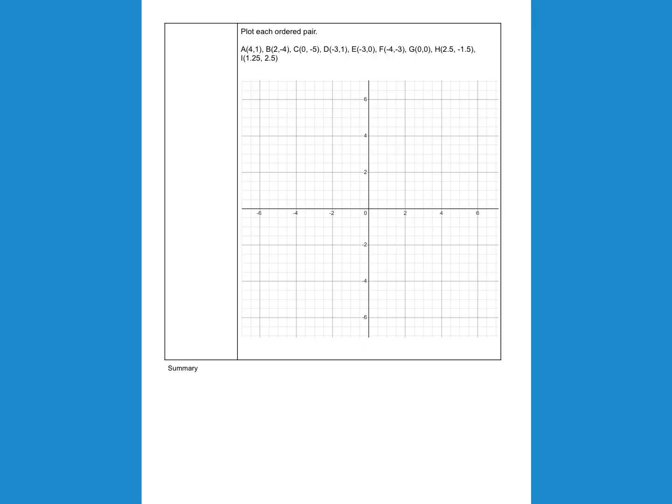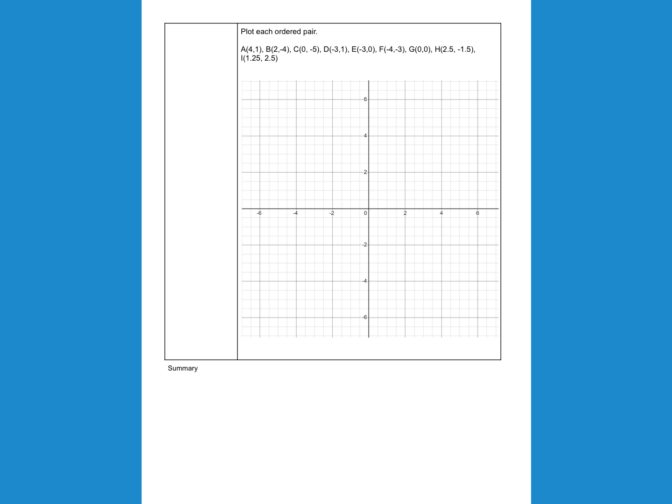Now we're going to go the other direction, and we might not do all of these, but we're going to do some of them. We're going to plot these points. So let's do A. A says we're going to plot the point (4, 1). So we always want to start at (0, 0). We have to go both directions, and then we make one single point. So A is at (4, 1). That's one single point, not 2 points.